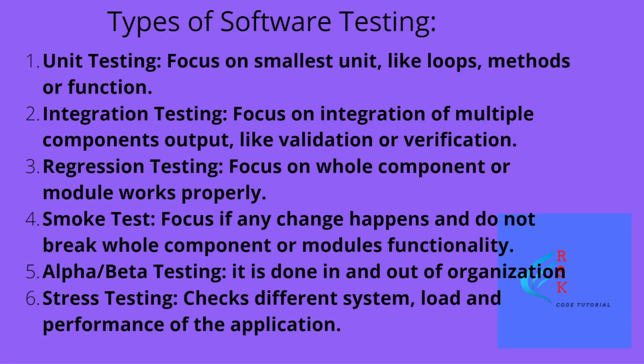Today we will learn about types of software testing. In software development, we have different types of testing. First one is unit testing. Unit testing focuses on the smallest unit like loops, methods or functions. It has types like positive testing or negative testing.